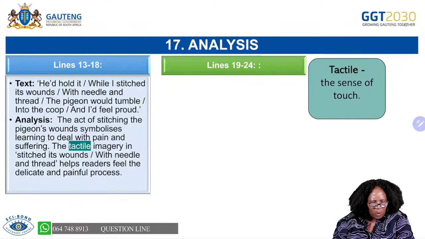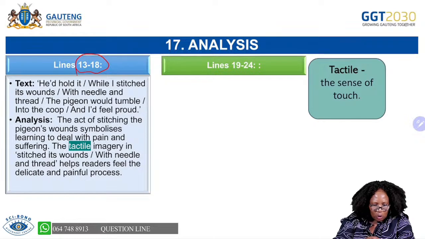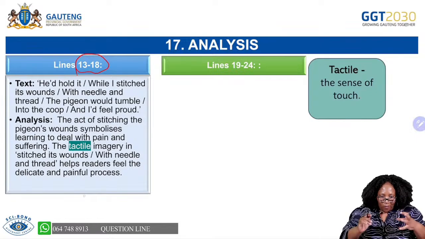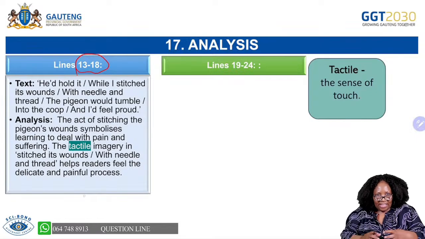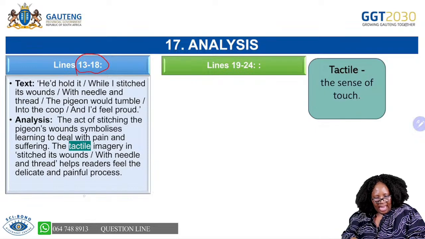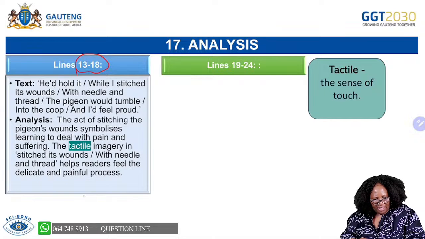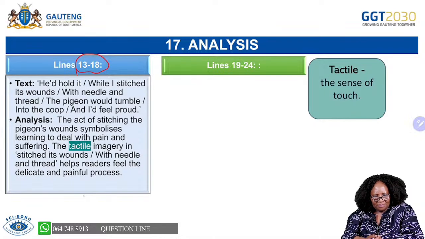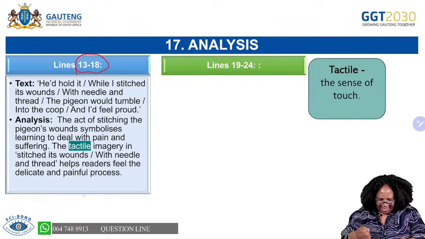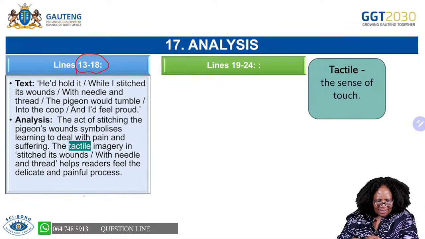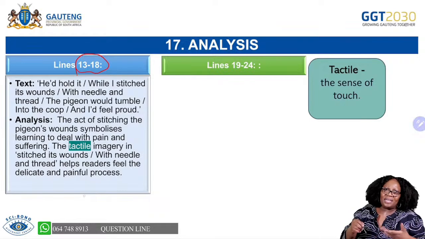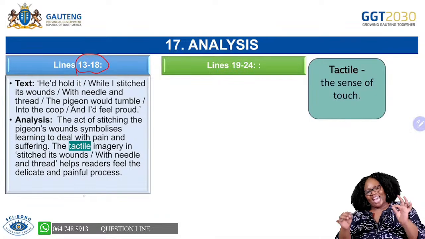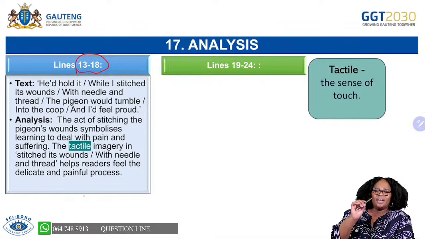Let's continue and look at lines 13 to 18. The text: "He holds it." The father will hold the pigeon. And what will happen to the girl child, Beverly? "While I stitched its wounds, with needle and thread." You know the needle and the thread? "The pigeon would tumble into the coop. I'd feel that I have stitched the pigeon to life."